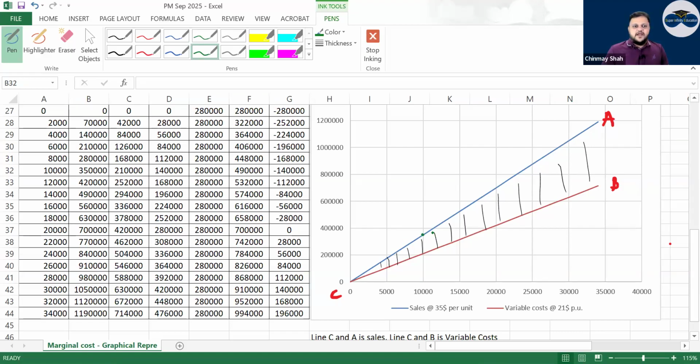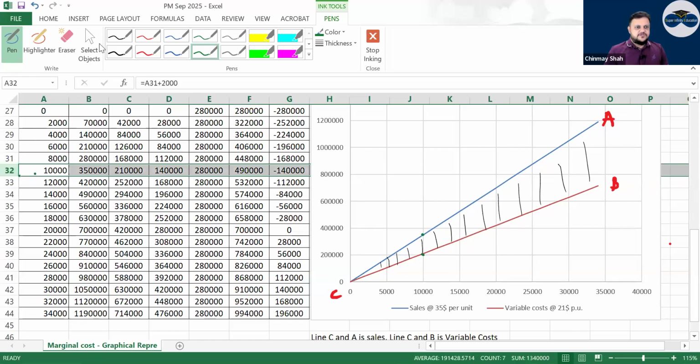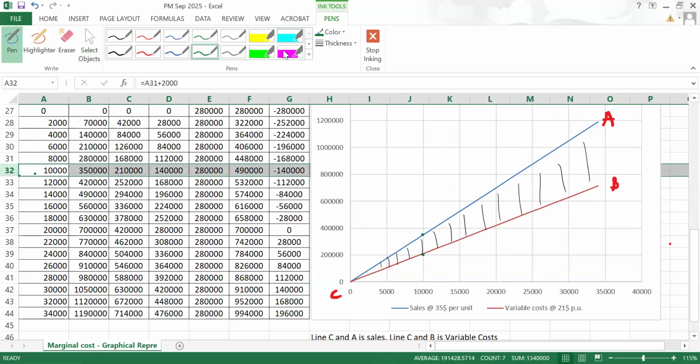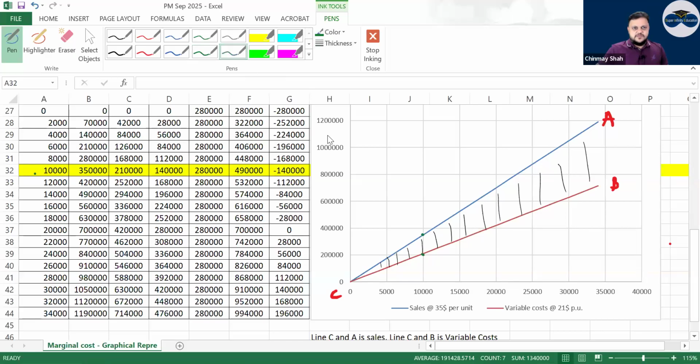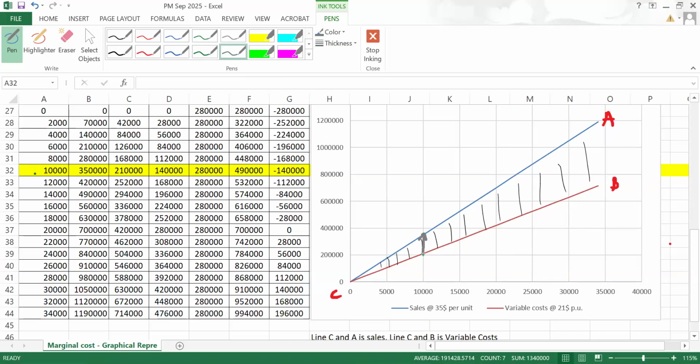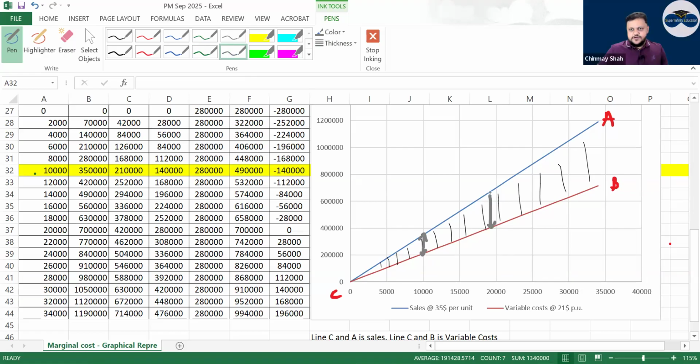Correct. And how much is the variable cost here? Somewhere here. How much is the variable cost at 10,000? Look at this row. 210,000. Somewhere about 200,000. Correct or not? So this difference will be how much? 140. This is contribution at any level. This is contribution, correct?